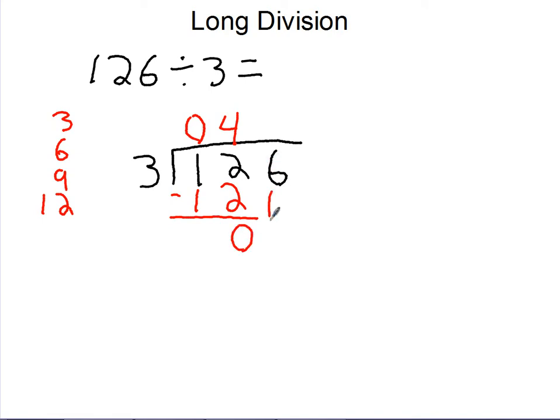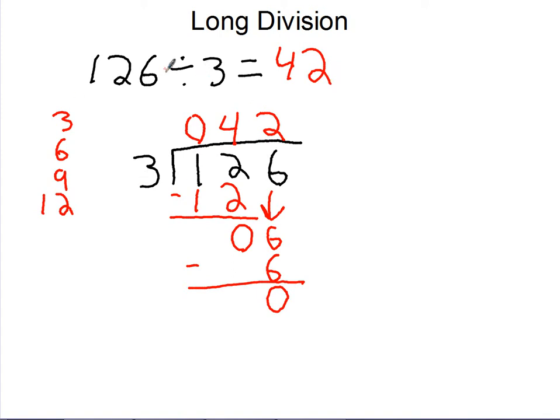Now I bring down the 6. Now I want to know how many times does 3 go into 6. Well, 6 is the 1, 2, that's the second number down. It goes in twice. 2 times 3 is 6. I have 0 left, no more numbers left. 42 is my answer. Not too hard, but people seem to get stuck on this a bit, so it's okay.